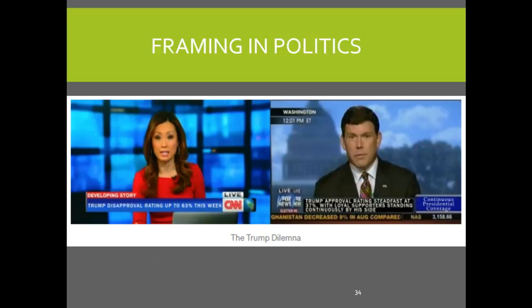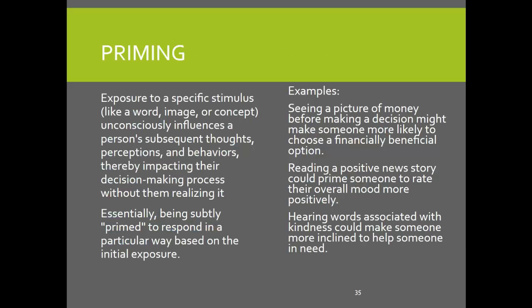Examples of this always show up in the news, and this is actually a really old image, but it kind of circled around back to being towards more modern times. It says Trump disapproval rating up to 63% this week, whereas a different station says Trump approval rating steadfast at 37%, with loyal supporters standing continuously by his side. So it's the same statistic, but it's presented in different ways in order to create a different view of the information. That's framing.